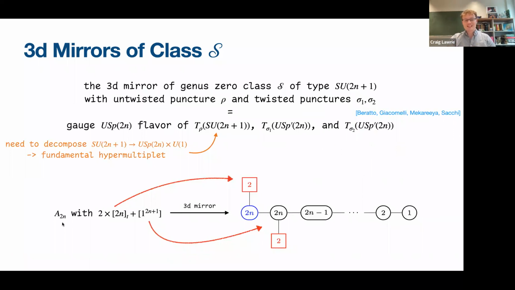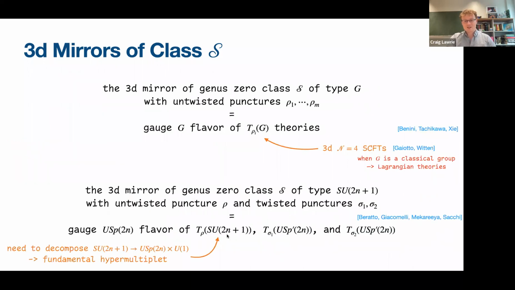So here is just an example. I just took this straight from their paper. So I take A_2n with two minimal twisted punctures and one maximal untwisted puncture. The two twisted punctures just give you two half hypermultiplets connected to the USp gauge node. And then this long quiver tail here is associated to the T_SU(2n+1) theory, this one here.